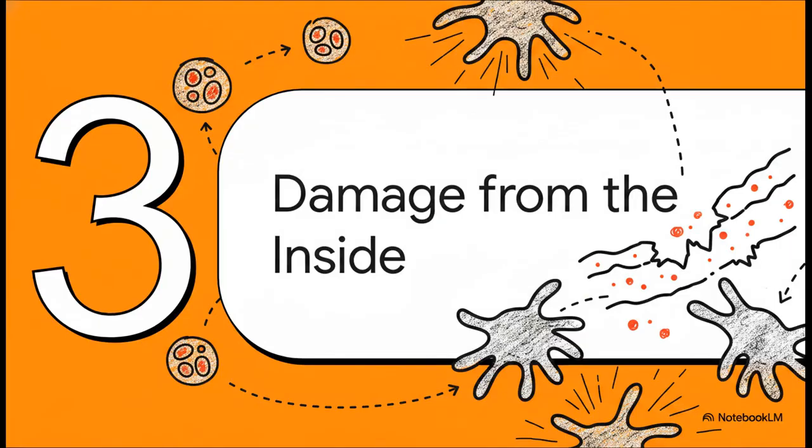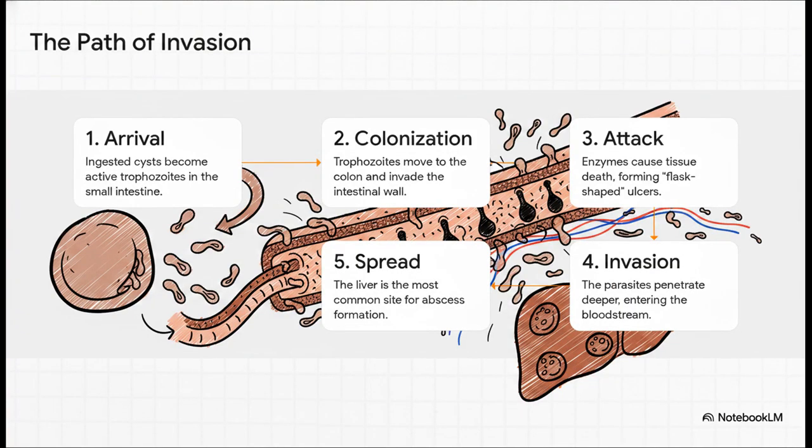Once those cysts are inside, that's when the real story begins. This is where the invader is finally unleashed and starts to cause all sorts of damage from the inside out. So here's the step-by-step assault. First, the cysts arrive in the small intestine, where they hatch into those active trophozoites. These invaders then move on to the large intestine and start their attack. They release enzymes that literally dissolve the tissue of the intestinal wall, causing it to die off. This creates these classic flask-shaped ulcers, narrow at the top and wide at the bottom.